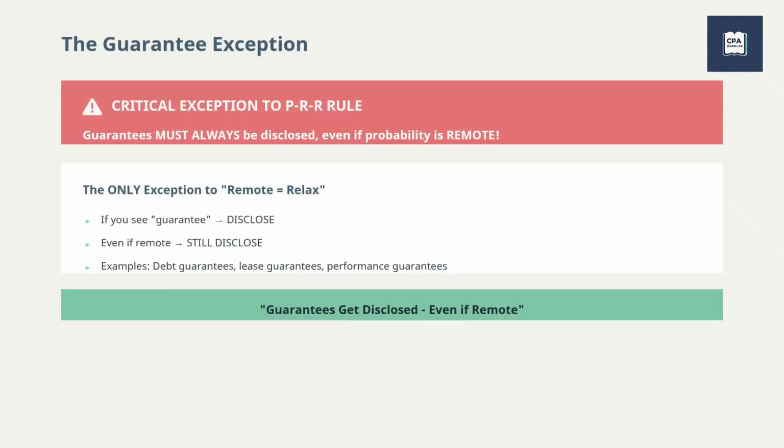Critical exception for the PRR rule, and it is a major exam trap. So pay close attention, because in the exam they give you things like debt guarantees, lease guarantees, performance guarantees, and say remote. When students see remote, they think PRR rule, remote, relax, we do not need to do anything. But this is an exception. Guarantees must always be disclosed, even if the probability is remote. If you see a guarantee, you're going to disclose, even if it's remote. This is important.